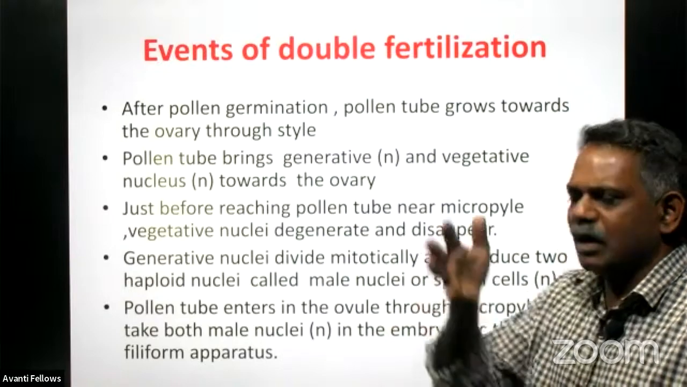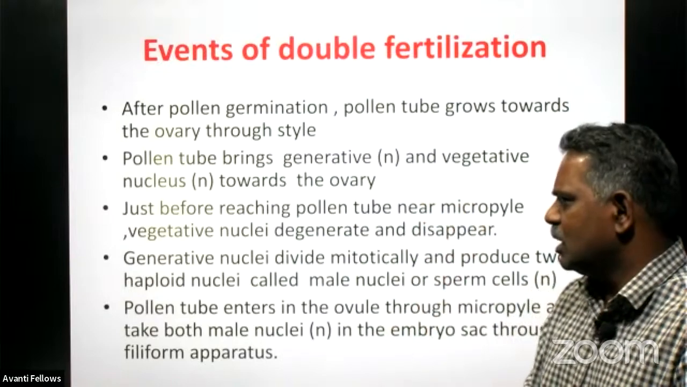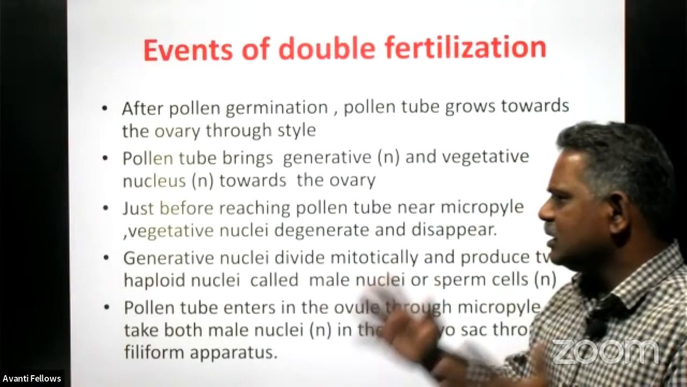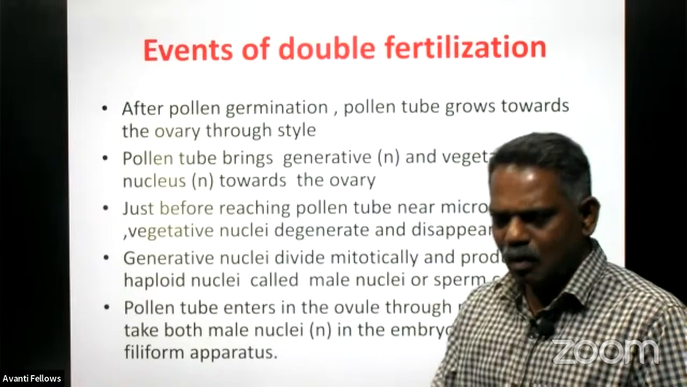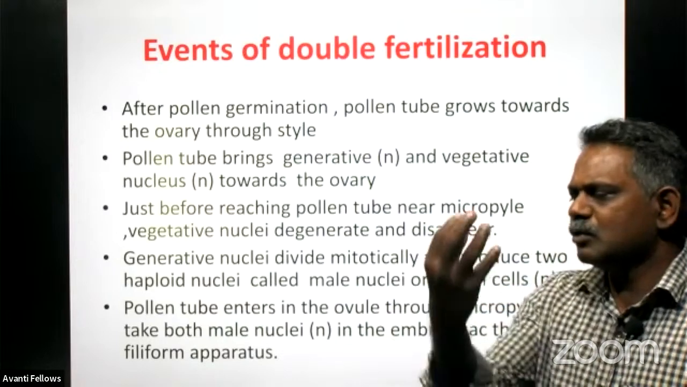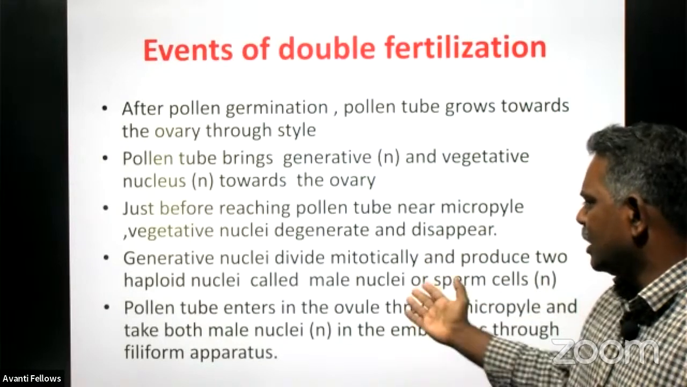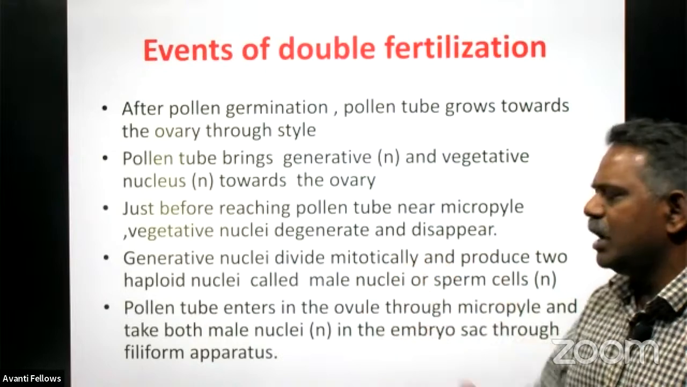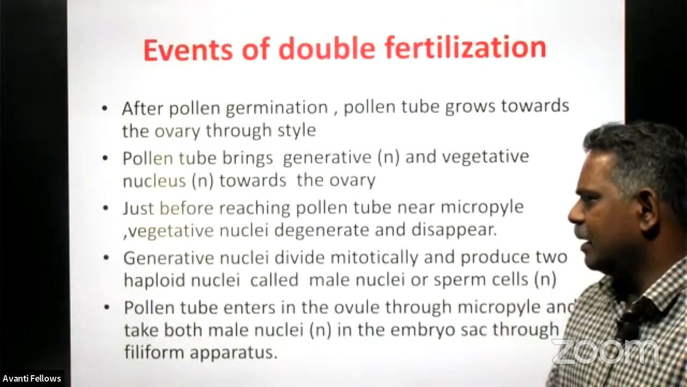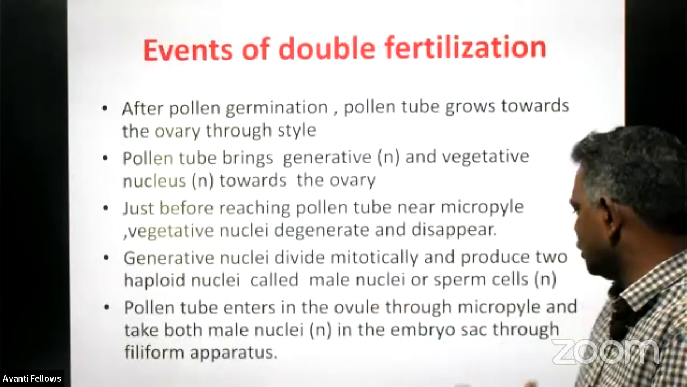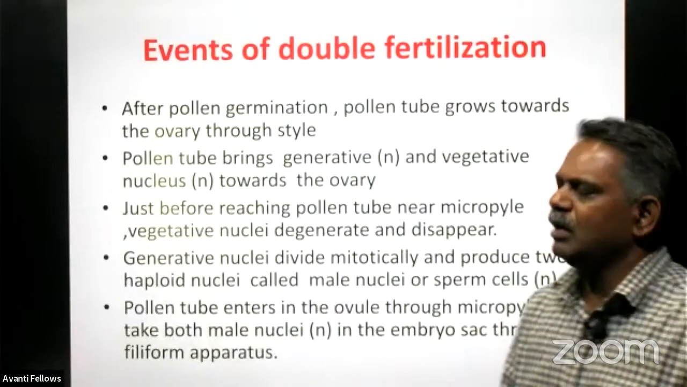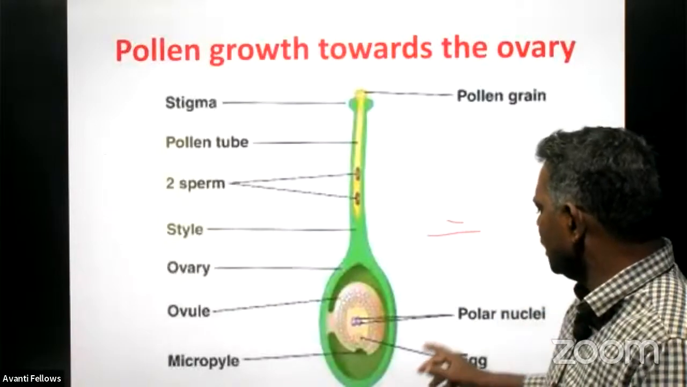You know the generative nucleus is already haploid. Whenever it undergoes mitosis, it produces two male nuclei, and both are also haploid. These male nuclei enter the ovule through the micropyle, a small aperture. Through this aperture, the two cells, the sperm cells or male nuclei, both haploid, enter inside the embryo sac. Pollen tubes enter the ovule through the micropyle and take both male nuclei into the embryo sac through the filiform apparatus. What is the filiform apparatus?